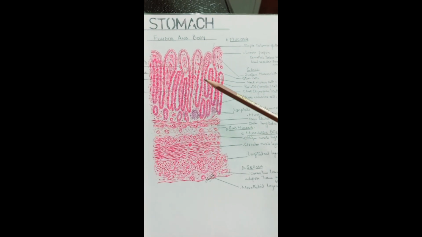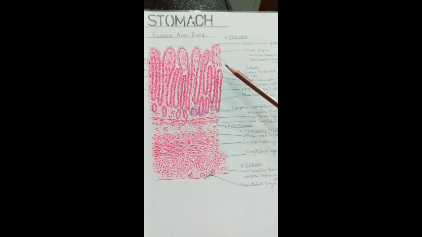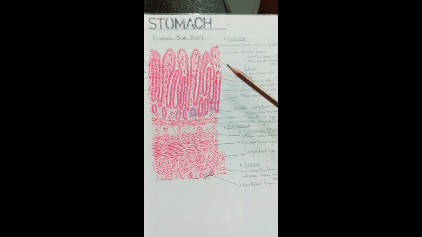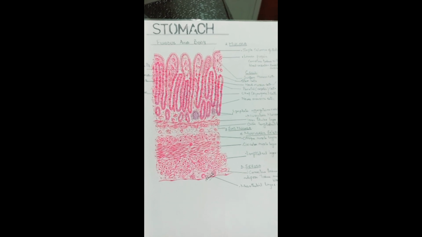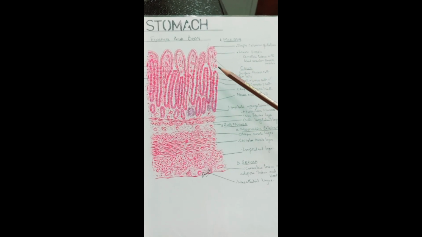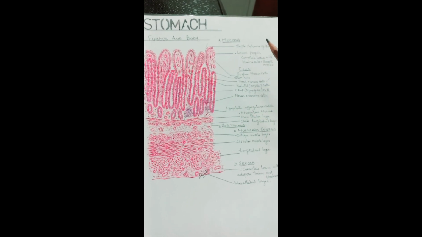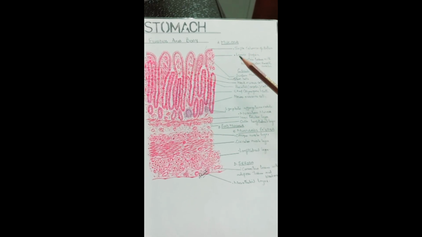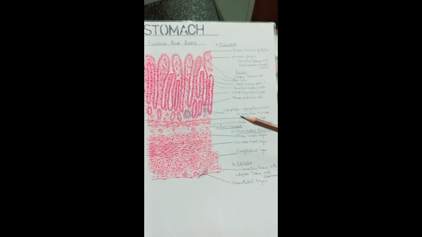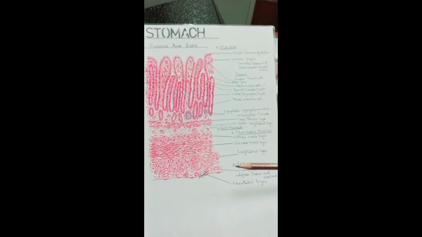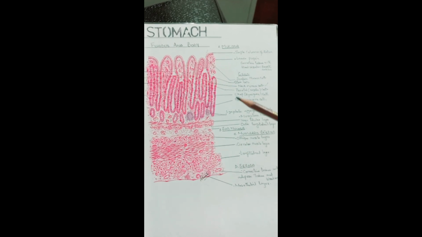Today we will discuss the histology of the stomach, especially its fundus and the body part. The fundus and the body of the stomach have similar features, while the cardiac and the pylorus region have similar features. So today we will discuss just the fundus and the body. Like other GIT organs, it also has four basic layers: mucosa, submucosa, muscularis externa, and serosa. We will discuss them one by one.